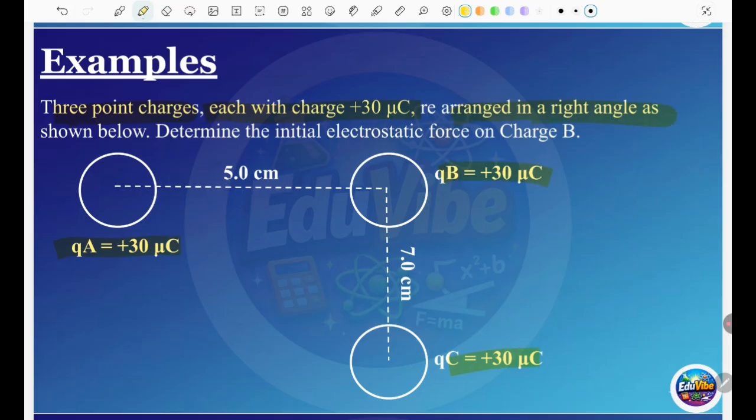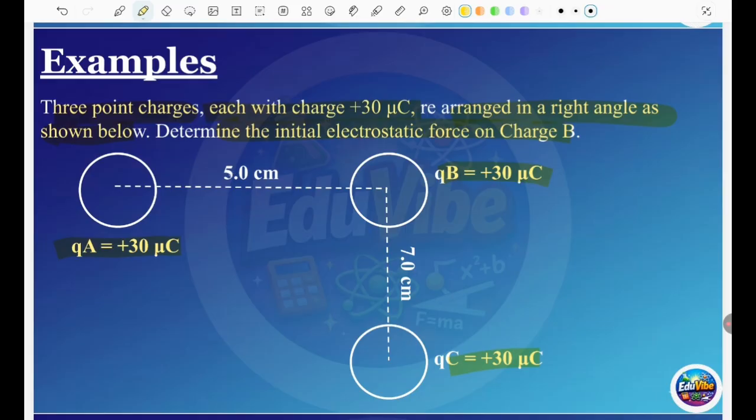Arranged in the right angle as shown below, determine the initial electrostatic force on charge B. So it doesn't matter whether they tell us charge B or charge C, we have to find the net one. How can we find that? So let's find it out.